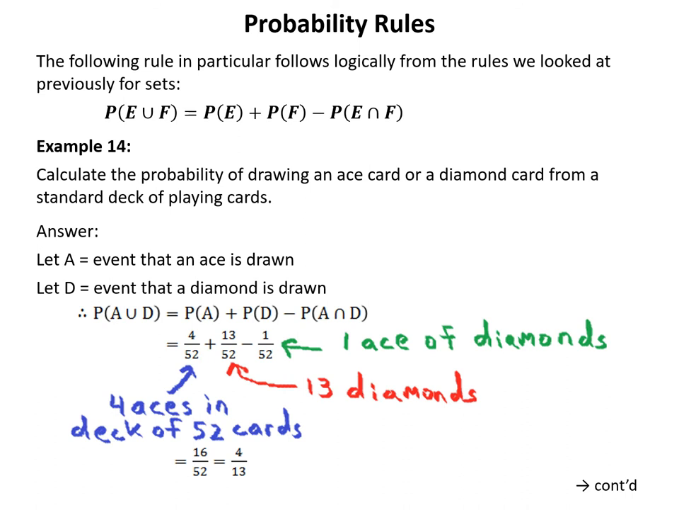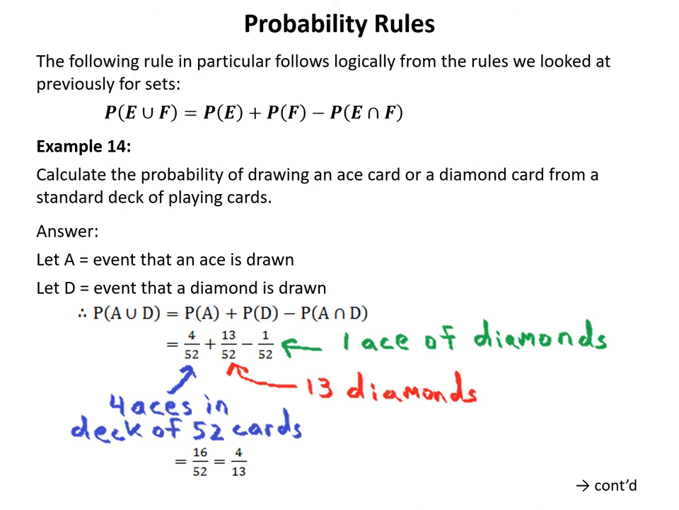The following rule in particular follows logically from the rules we looked at previously for sets. The probability of E union F is equal to the probability of E plus the probability of F minus the probability of E intersection F. Now, in example 14, we are asked to calculate the probability of drawing an ace card or a diamond card from a standard deck of playing cards.